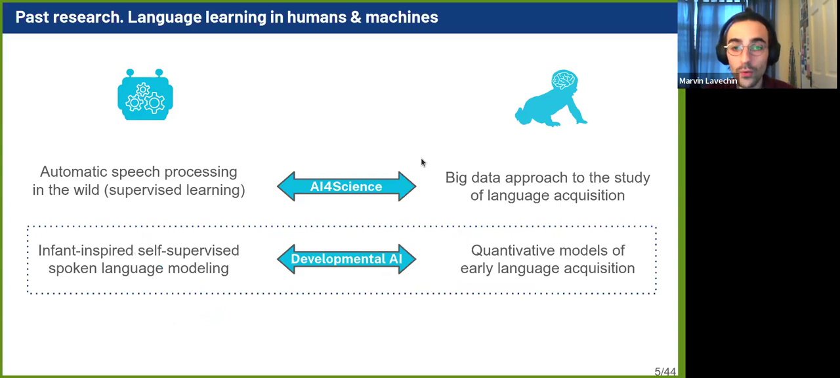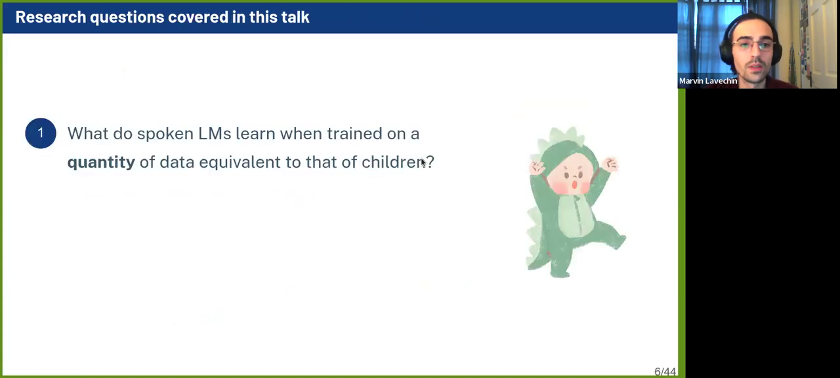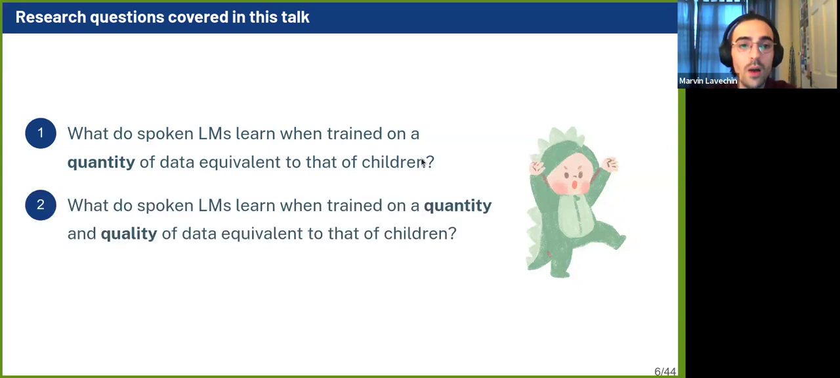So what I'm going to focus on is my work on infant-inspired self-supervised language modeling. The idea consists of simulating language acquisition, so building computational models of language acquisition using language models, ChatGPT-like algorithms. In this talk, in particular, I will explore three questions. First, what do spoken language models learn when trained on a quantity of data that is equivalent to that of children? Then we'll go a bit further and ask the same question, matching both the quantity and quality of data. We will do that by training LMs directly on the speech children receive.